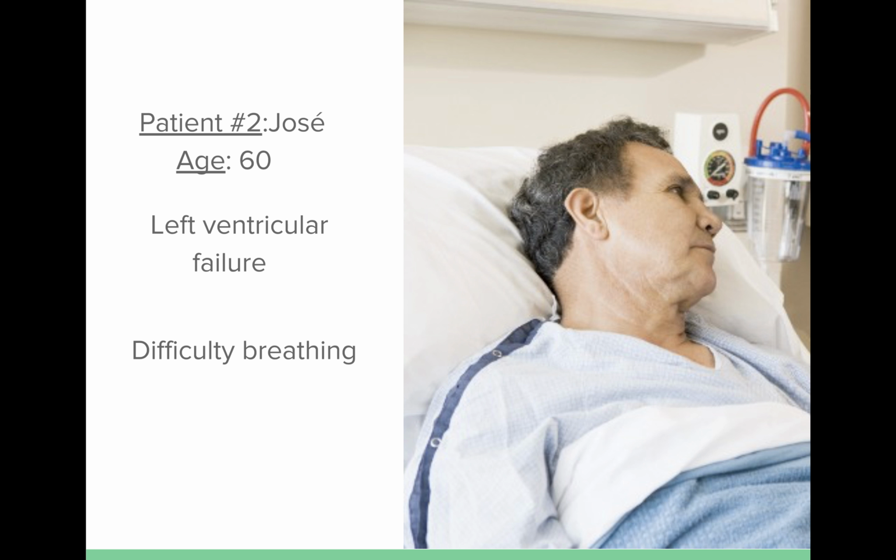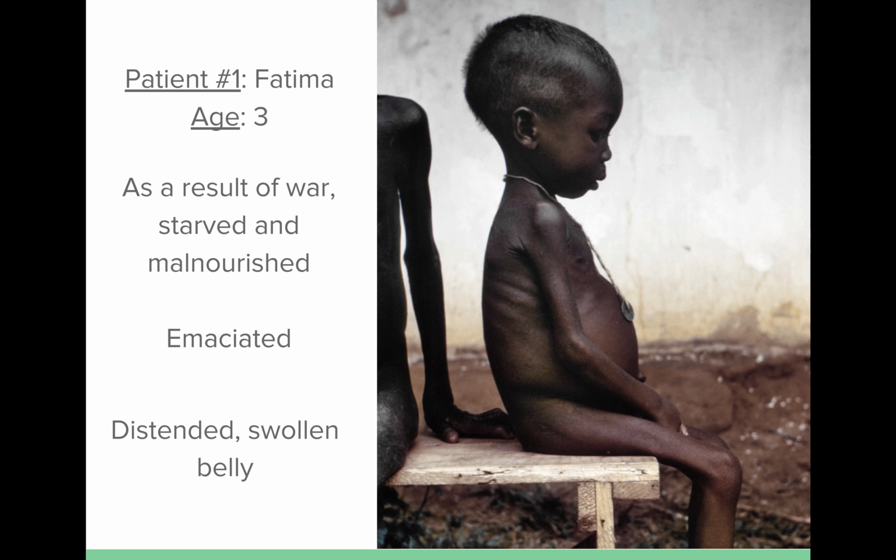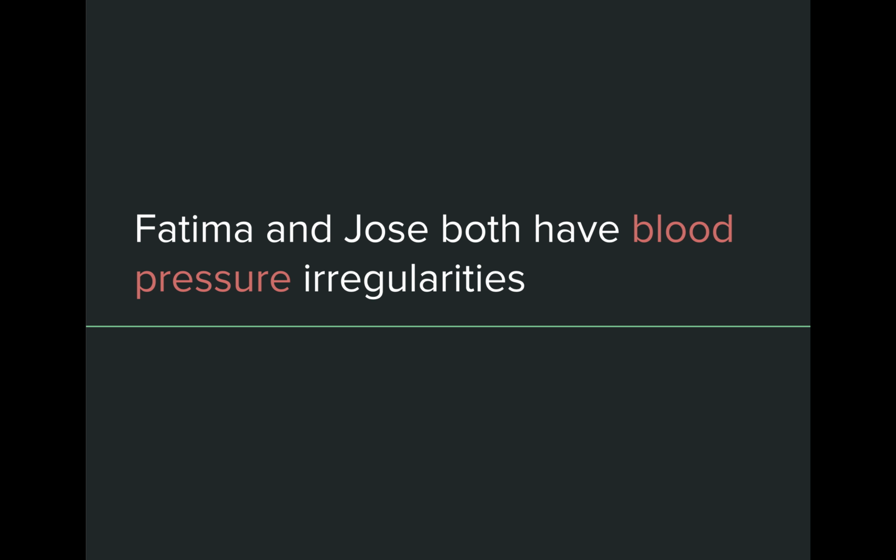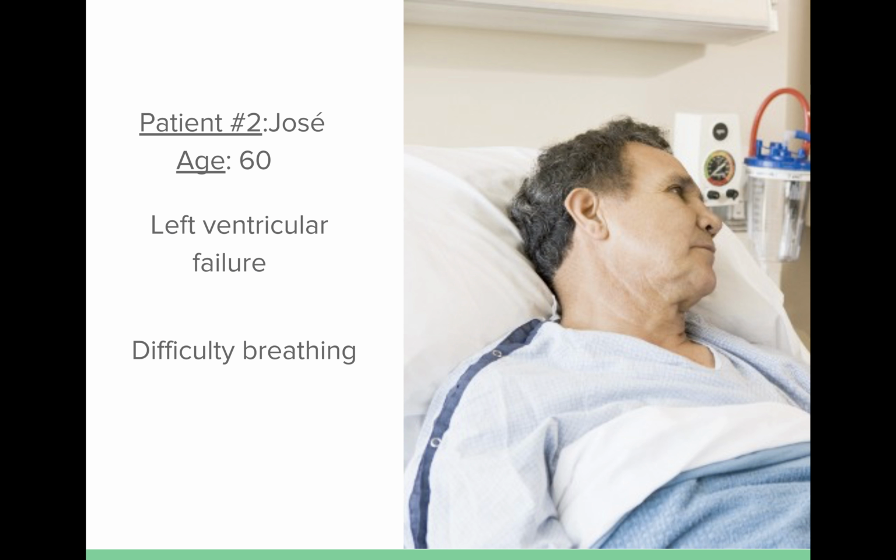Patient number 2, very different but very similar cause. This guy's name is Jose, he's 60. He's gone to the hospital as a result of his left ventricle failing. So this is a heart condition. However, what they notice pretty quickly is that he's having difficulty breathing. And what they notice is that he seems to have a lot of fluid in his pulmonary tissue. His respiratory system, his lungs, are swollen with fluid. Weird. So, swollen belly due to starvation, and swollen lungs due to heart failure.